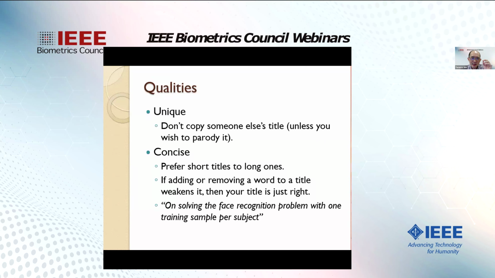So let's look at this example here. Here's a title: On Solving the Face Recognition Problem with One Training Sample per Subject. Think about this. Is this title concise? How can you improve it? Think about it for a couple of seconds. What happens if I omit the words there? Face Recognition with One Training Sample per Subject.